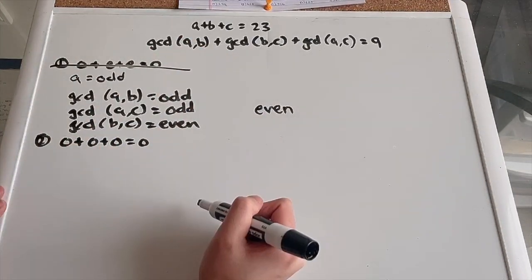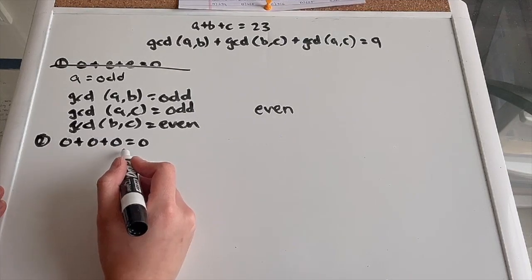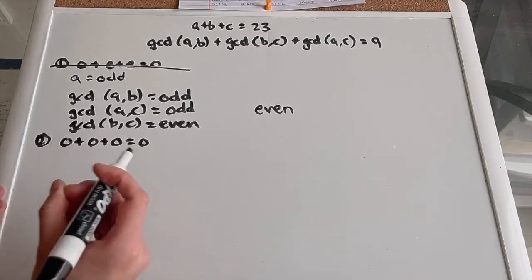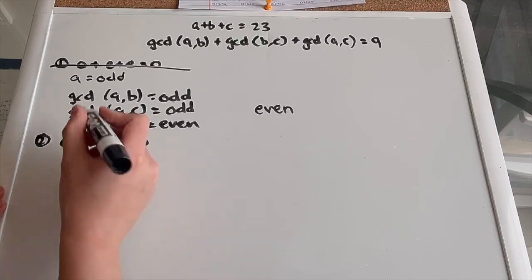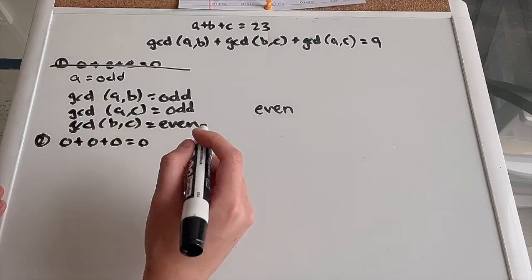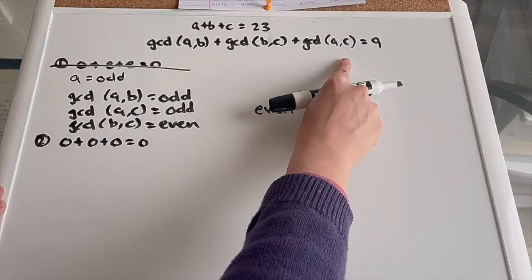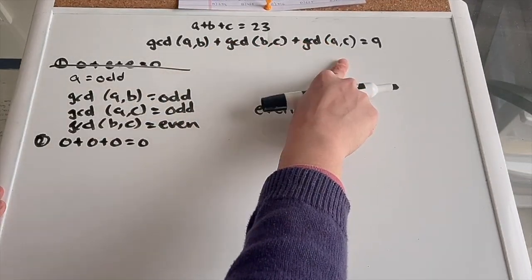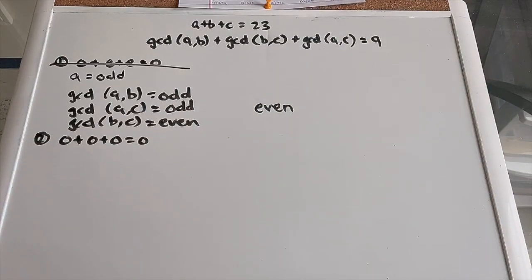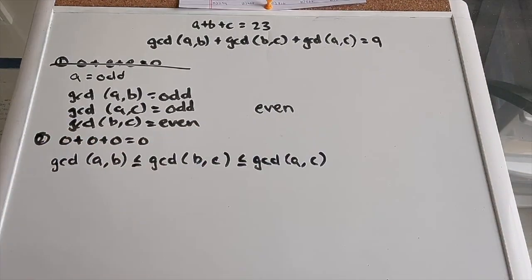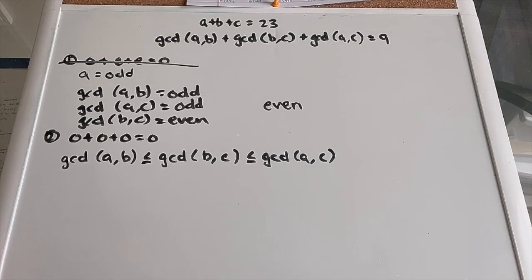Now looking at the second possibility that the three numbers added together are odd, and A, B, and C are all odd, then that means the greatest common divisors are all odd. And so this would satisfy the fact that the greatest common divisors added together are also odd. In this case, let's assume that the greatest common divisor of A and B is less than or equal to the greatest common divisor of B and C, which is less than or equal to the greatest common divisor of A and C. Remember that these three added together has to be 9, and they are all odd. So there are three different possibilities.